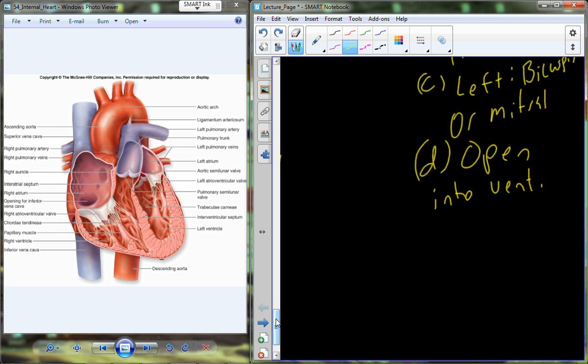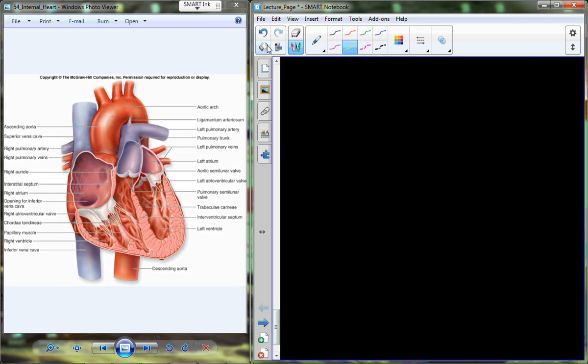Now, how do they actually open up? What forces, what's the stimulus, to open these up? So the leaflets open up into the ventricle. What's actually opening them? Well, the atria is going to contract.